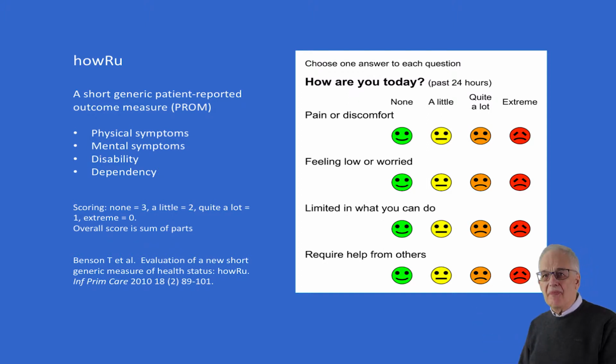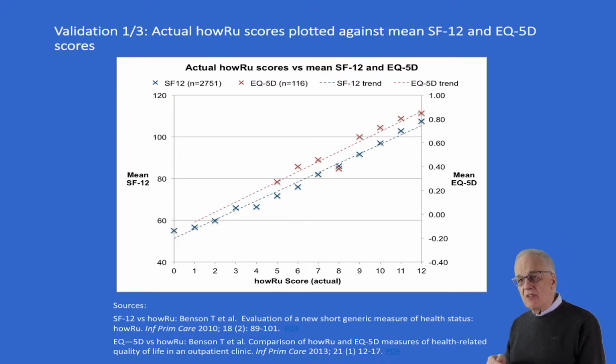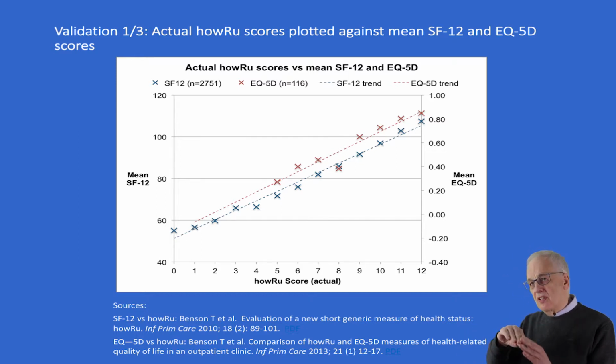This slide shows an example of validation tests where we have measured the actual How Are You score, which is the aggregate score, against the SF12 and the EQ5D scores. And you can see there's a really quite straight line. A straight line means that they are essentially measuring the same things.